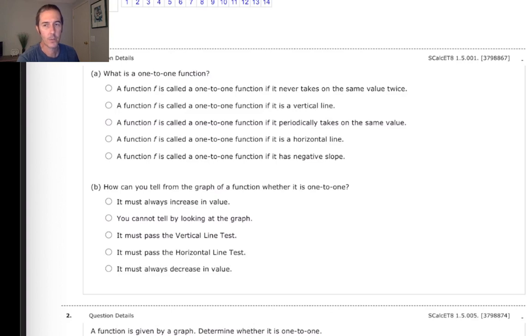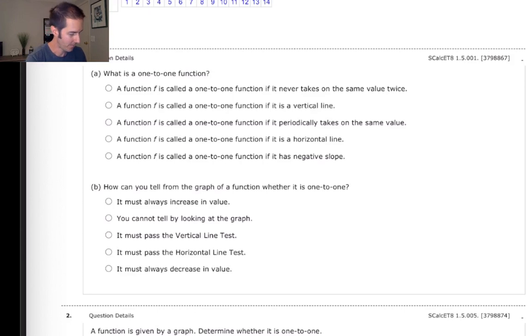The short version of the story is that if you're looking at a graph, you can test to tell if the function that you're looking at graphically is a one-to-one function by using the horizontal line test. And the horizontal line test works exactly the same way as the vertical line test does, except you're using a horizontal line.